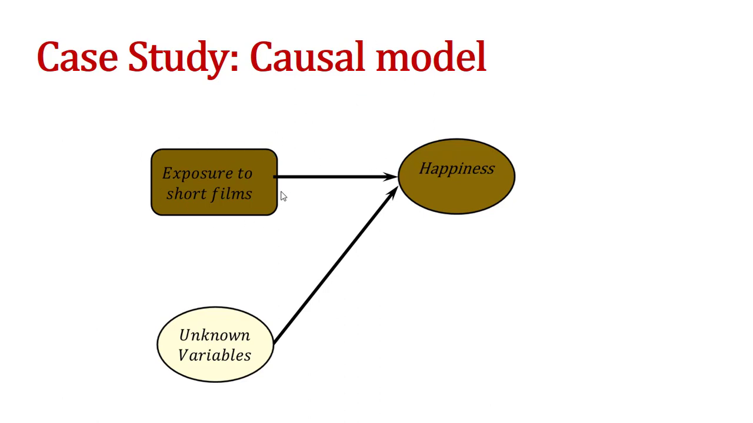This is the causal model, and we are going to investigate the effect of exposure to short films on the level of happiness. The model predicts an effect of exposure to films on happiness, but happiness is not caused only by exposure to short films. There are unknown or unmeasured variables that also affect happiness, so we don't expect exposure to short films to explain the whole variability of happiness.